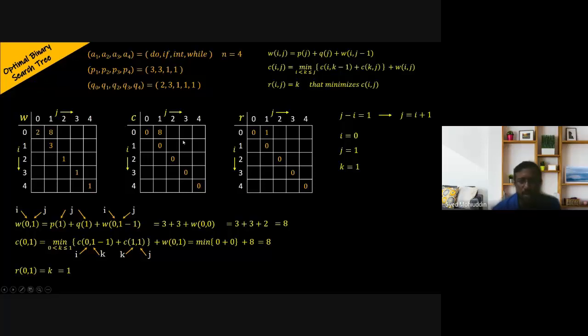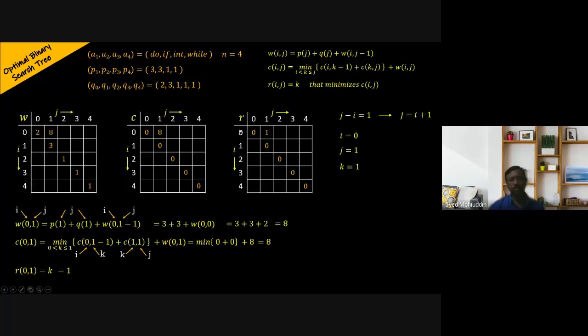Now in the same way we find the C value. For computing the cost C, we need the W value, so we computed the W value first. Then we compute C of 0, 1, where I told you k will be 0 less than k less than or equal to 1. You can substitute this in the equation: C of i, j plus the W of 0, 1, which we got from the equation of W, equal to minimum of 0 plus 0 plus 8, which is 8. So the C value we fill with 8.